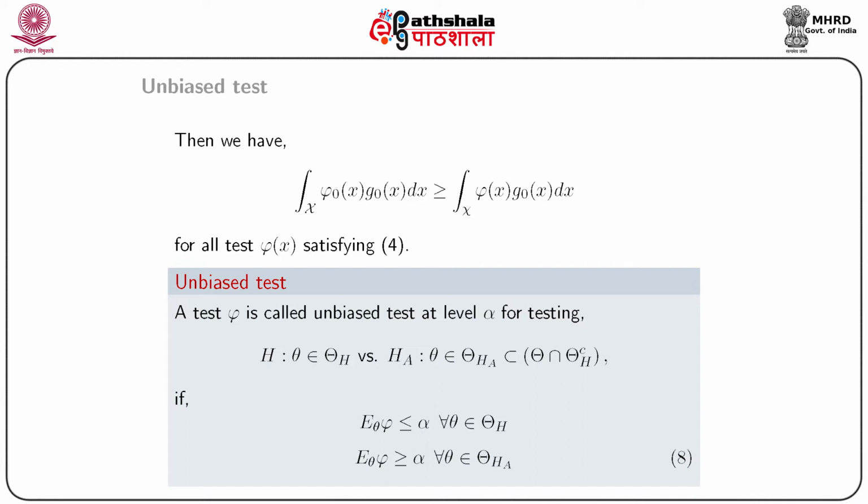Now we shall introduce the concept of unbiased test. A test ψ is called an unbiased test at level α for testing H: θ belongs to Θ_H versus H_A: θ belongs to Θ_HA, which is a subset of Θ intersection Θ_H complement, if expectation under θ of ψ is less than or equal to α for all θ belongs to Θ_H and expectation of ψ under θ is greater than or equal to α for all θ belongs to Θ_HA. We write this as equation 8.